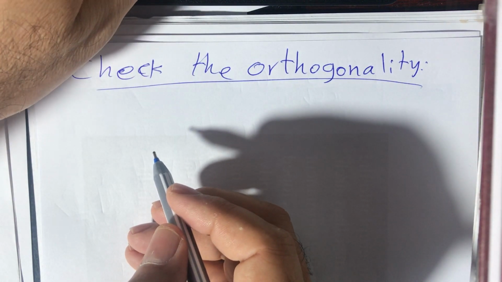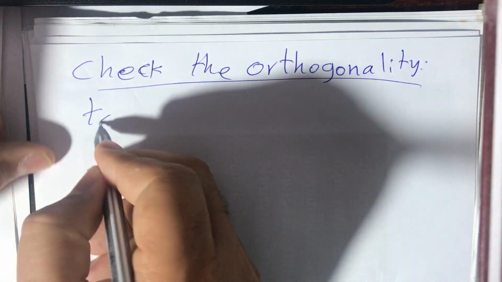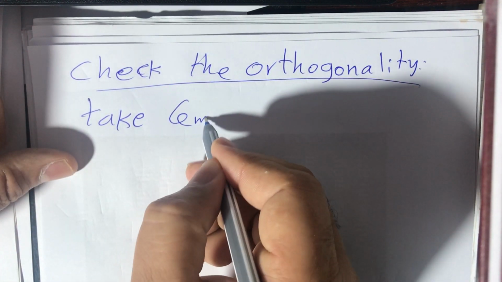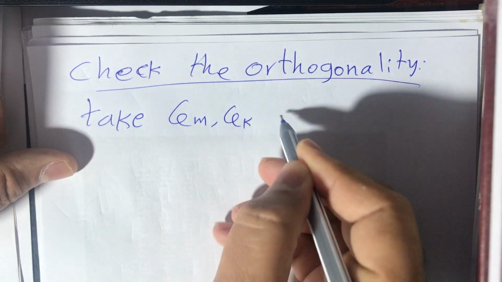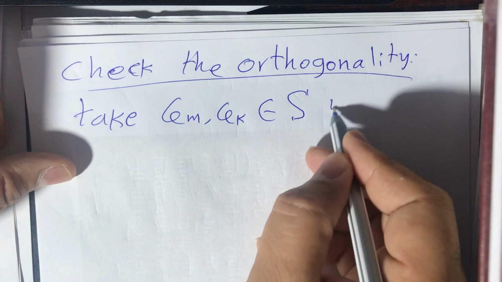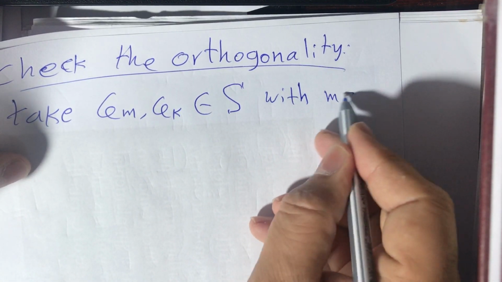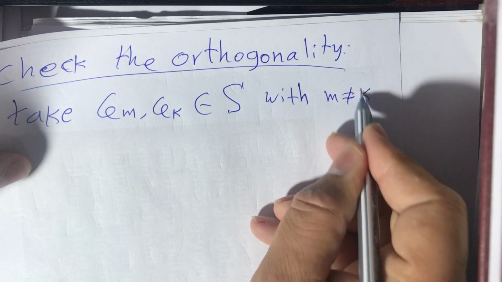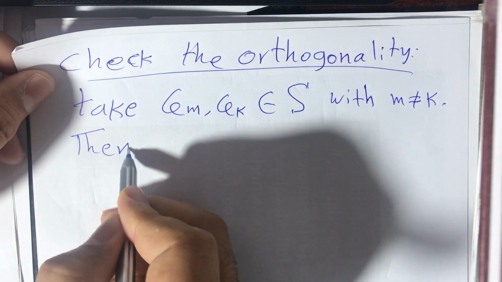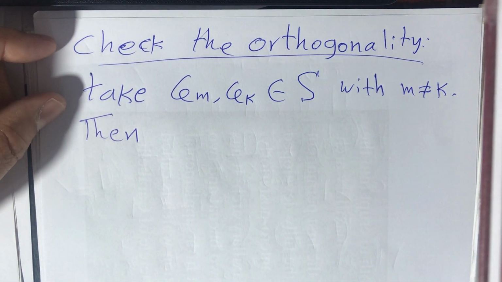Take φm, φk belonging to S. We take two with m not equal to k. Then the inner product has to be equal to 0.